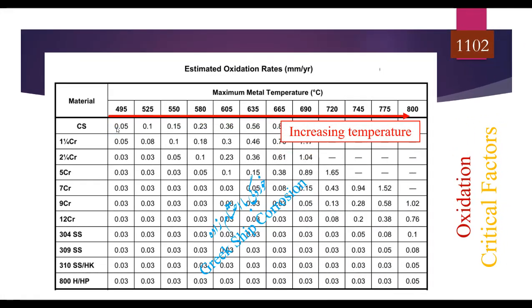This table shows estimated oxidation rates in millimeters per year, with increasing temperature from 495 to 800 degrees Celsius, and this column shows the materials. The materials are carbon steel, 1¼ chromium, 2¼ chromium, 5 chromium, 7 chromium, 9 chromium, 12 chromium, 304 stainless steel, 309 stainless steel, 310 stainless steel, 800 H.